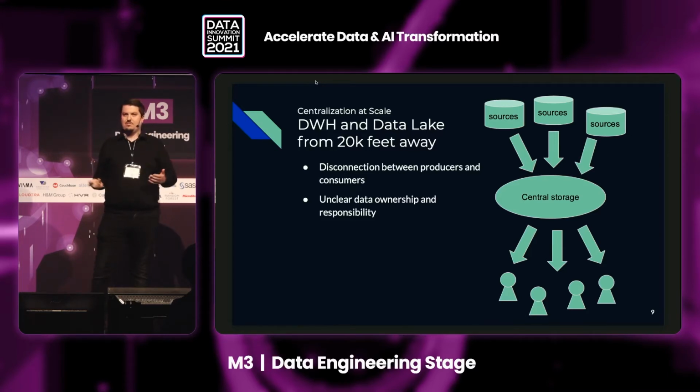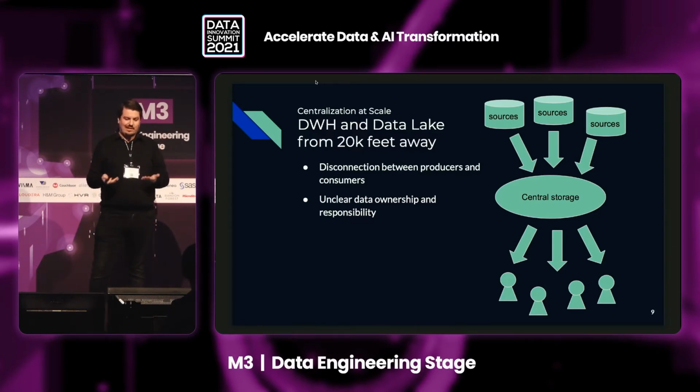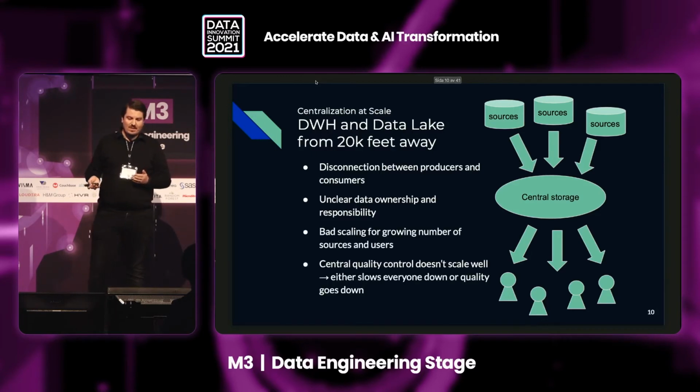The first one is the disconnection between producers and consumers. You really have a problem that with the central storage, you have an infrastructure team in the middle that is responsible for maintaining the systems and the data within it, but the people actually consuming the data only know this infrastructure team, and they have no direct connection anymore to the people that actually produce this data. So you're ending up with a lot of unclear data ownership and unclear data responsibility. And this is really not scaling well.